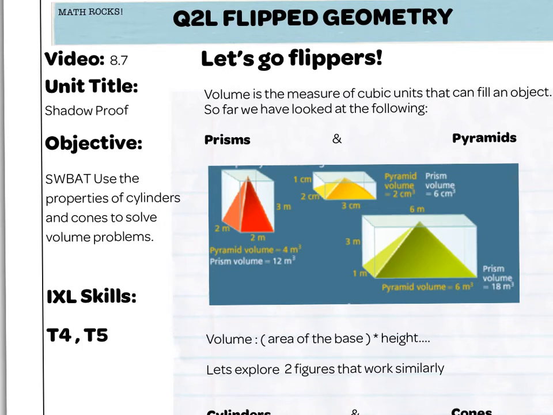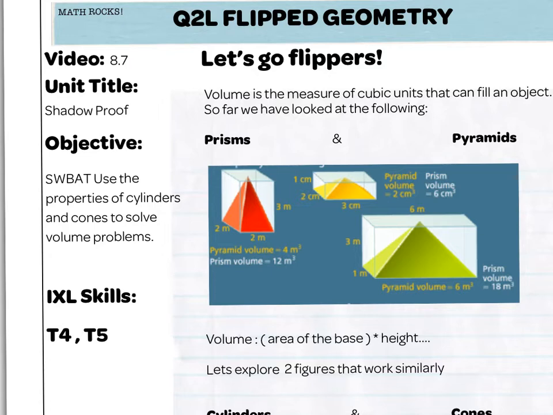Alright, hello flippers, this is video 8.7 and the unit title is Shadow Proof, and the objective is students will be able to use the properties of cylinders and cones to solve volume problems. And your IQ skills are T4 and T5. These are a really great review of all the volume problems we've been doing, so go ahead and knock those out. Try and get at least an 80.